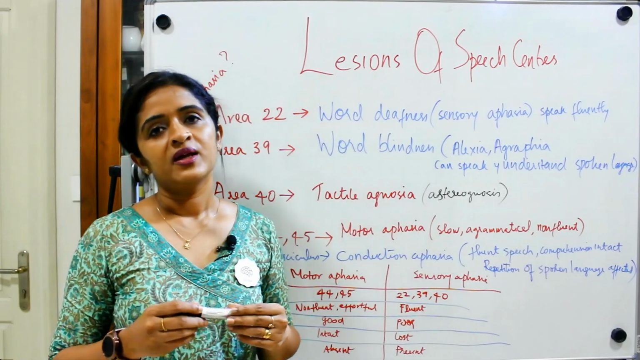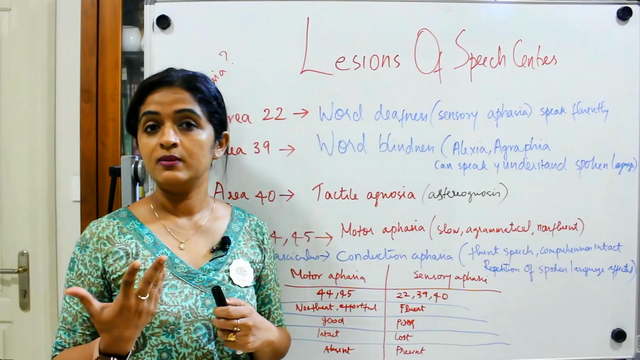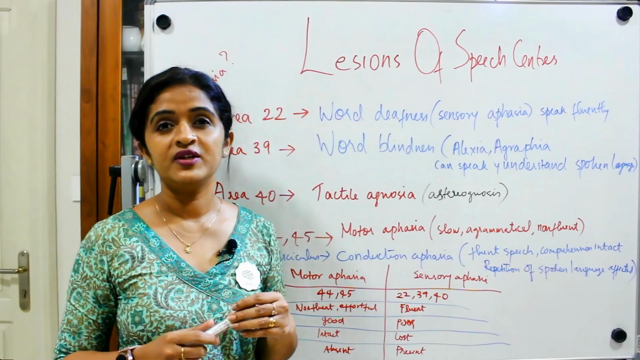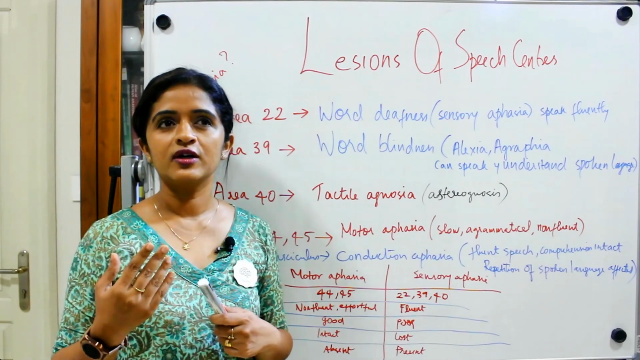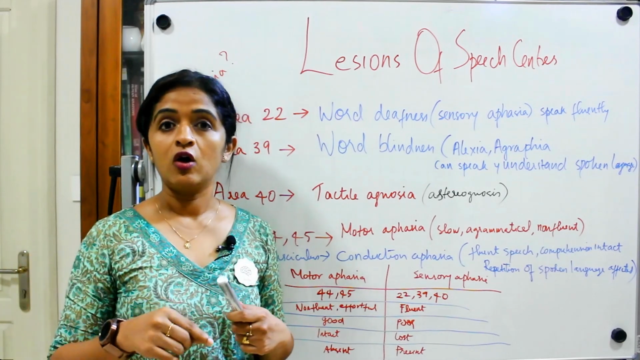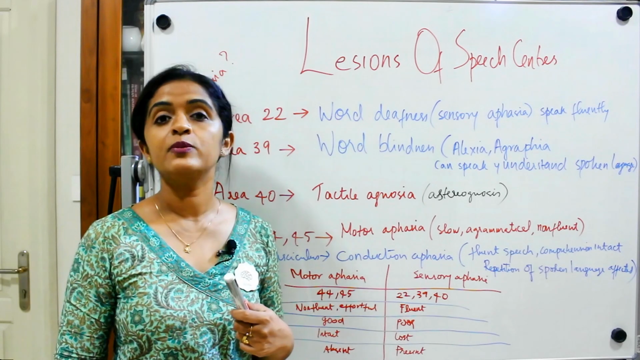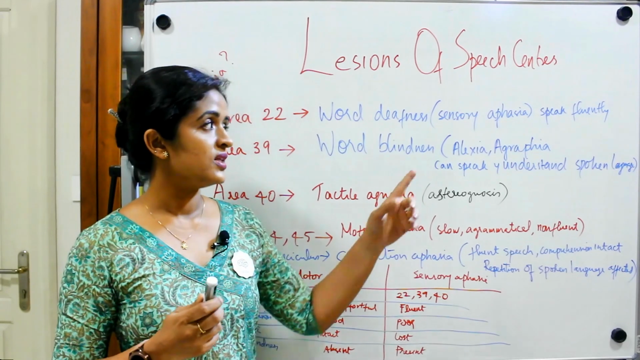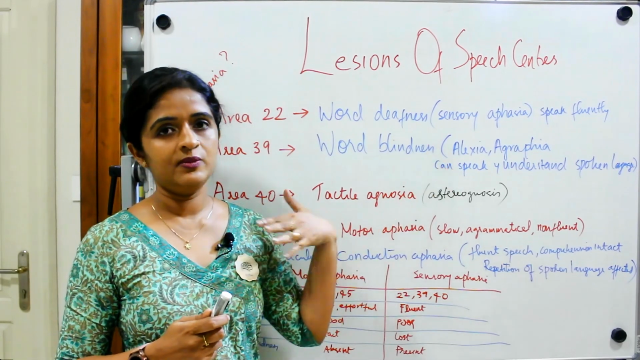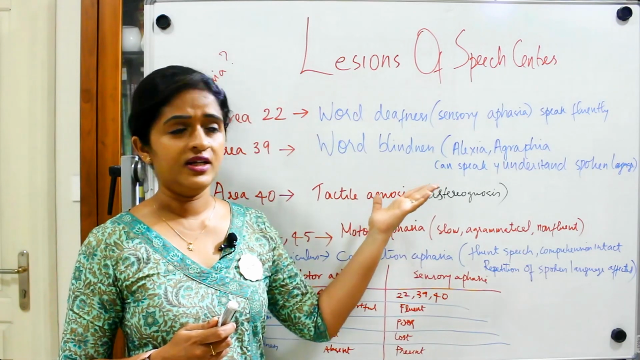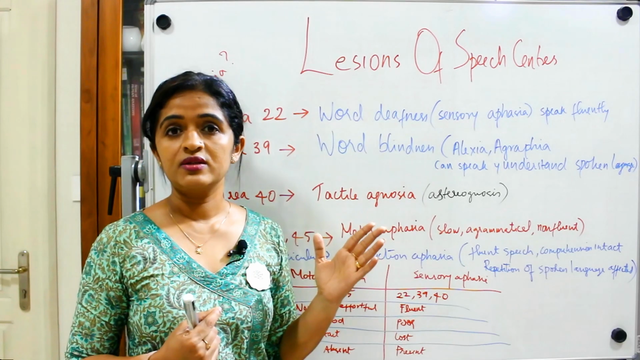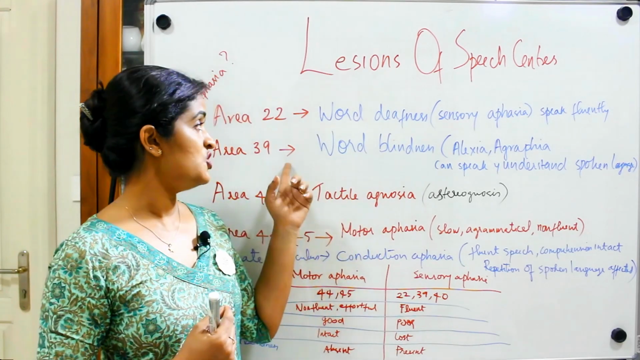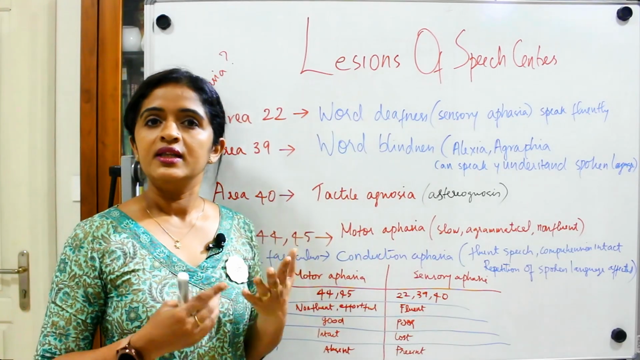Many of us have seen cases where kids are tormented in schools for not writing properly, or for not learning or reading properly from the textbook. In such conditions, alexia means inability to read and agraphia means inability to write. These conditions are mainly because of a lesion in area number 39.